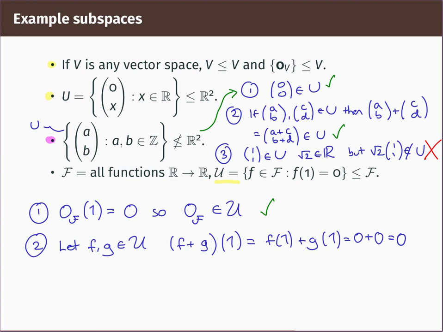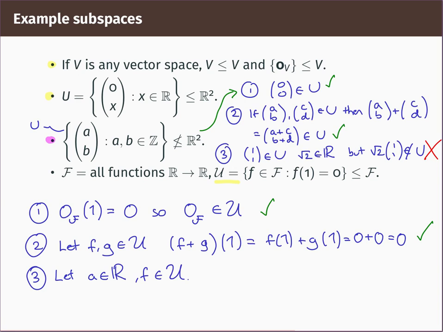That means f plus g satisfies the criterion to be in U. So the sum for any two elements of U is again in U, and U is closed under addition. Finally, let's pick a scalar A. In our case, we've got a real vector space, so a scalar is an element of the real numbers here. And let f be an element of curly U.